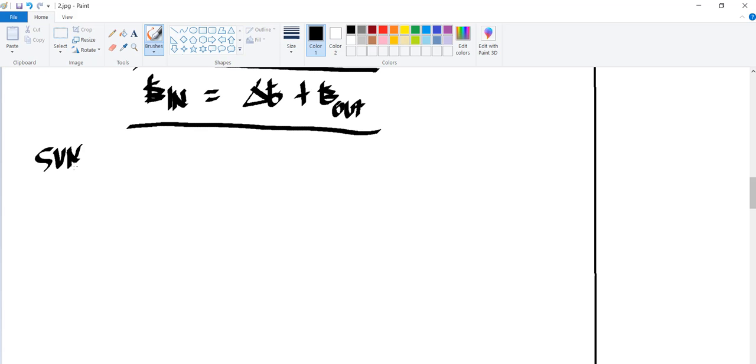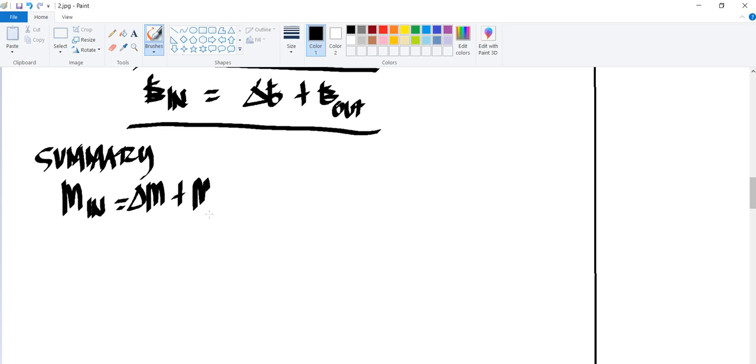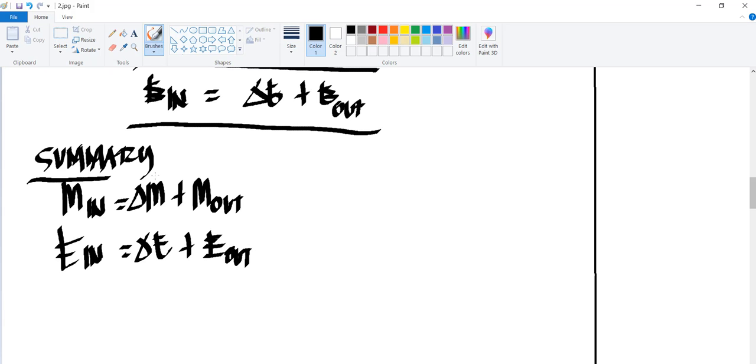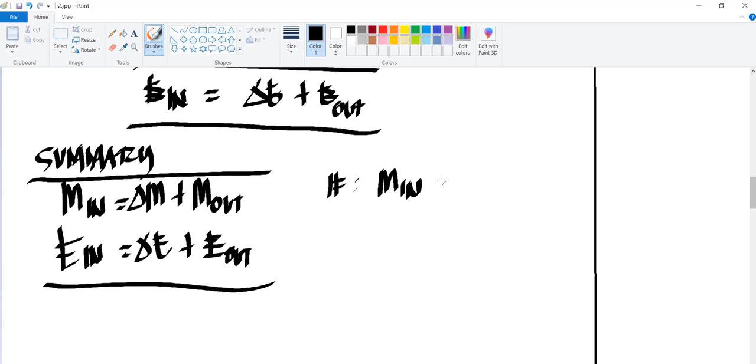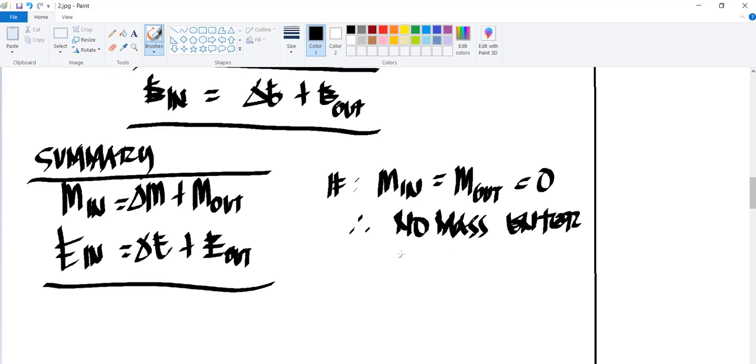So to summarize, the mass in is equal to the change in mass plus the mass out, where the energy in is equal to the change in energy plus the energy out. Okay. So take note, if mass in is equal to mass out is equal to 0, they call it no mass enters or leaves the system.